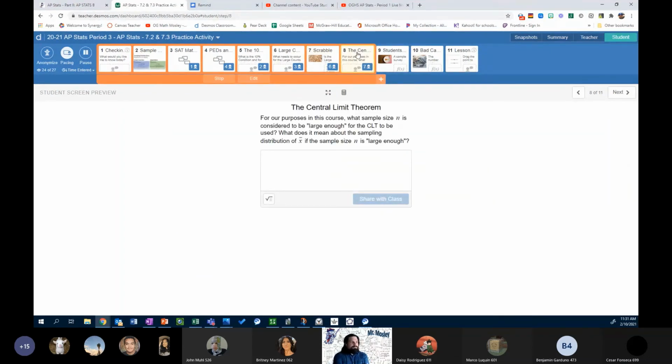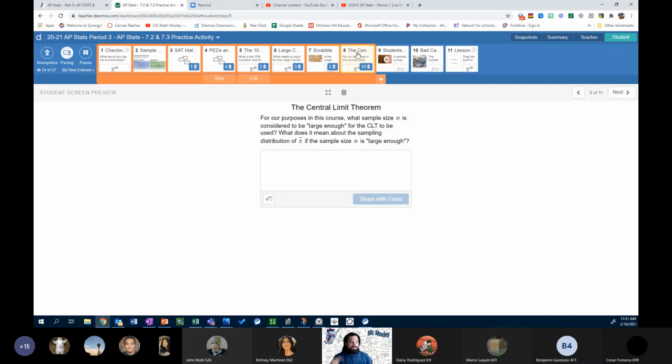The central limit theorem. For our purposes in this course, what sample size n is considered to be large enough for the central limit theorem to be used? The sample size must be greater than or equal to 30. That is our mark for large enough, at least 30. What does it mean about the sampling distribution of x bar if the sample size n is large enough? It means that the sampling distribution of x bar is approximately normal, and we can then use normal calculations to find probabilities of certain outcomes.